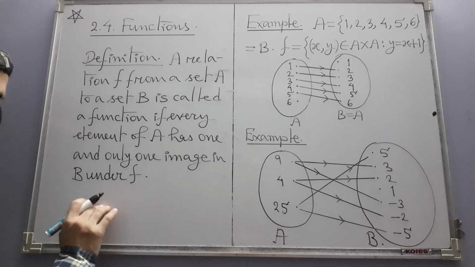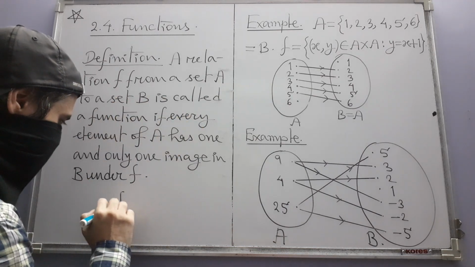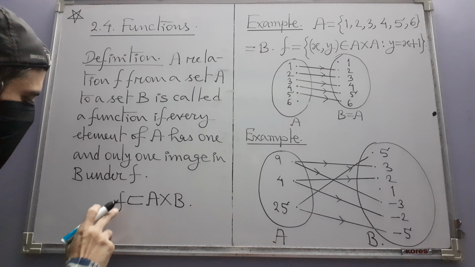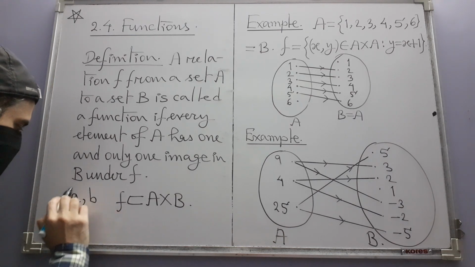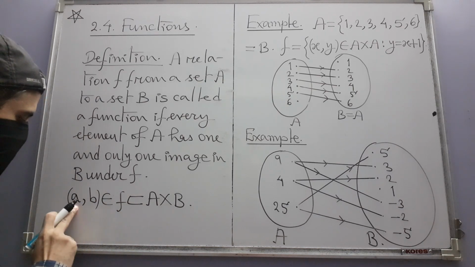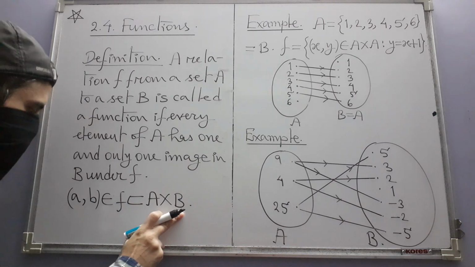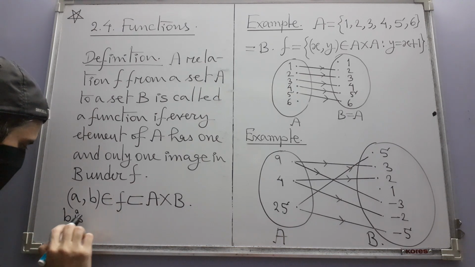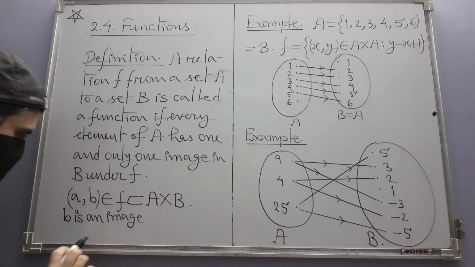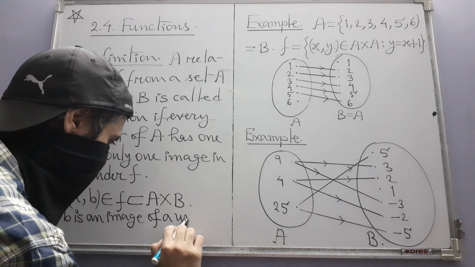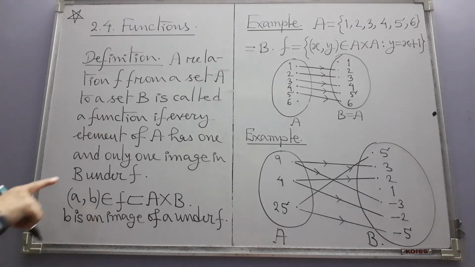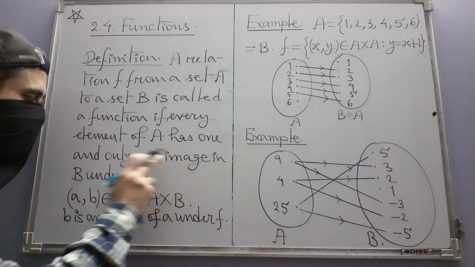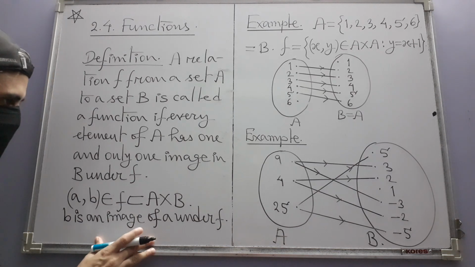Now we know from our study of relations that if F is a relation from A to B, F is actually nothing but a subset of the Cartesian product A times B. As such, the elements in F look like this: ordered pairs of elements where the first component comes from A and the second component comes from B. And we also know that when such an ordered pair belongs to F, then we say that B is an image, not the image but an image, of A under F. So what this condition is saying is that every element of A has one and only one image in B under F. Now what does this condition mean?